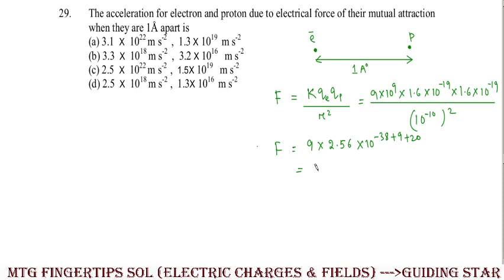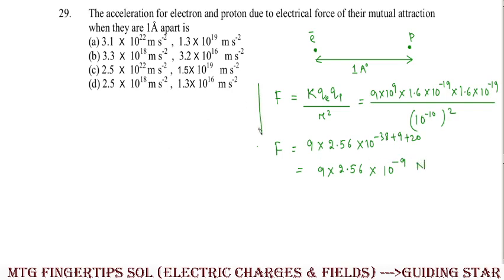So approximately this will be 9 into 2.56 whole into 10 to the power. So if we do 10 to the power, it is 29 minus 38, so that means it will be 10 to the power minus 9. Clear? So force will be this much Newton.